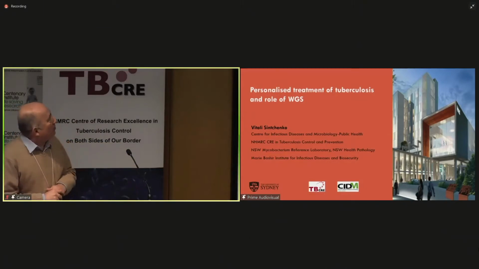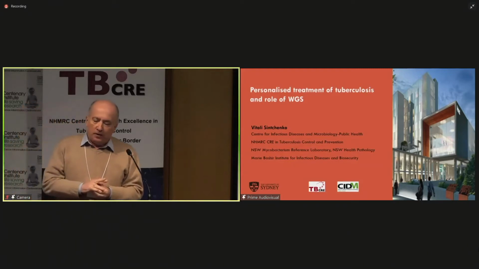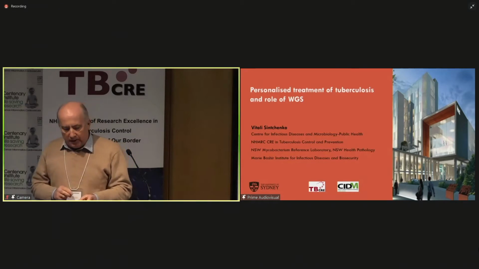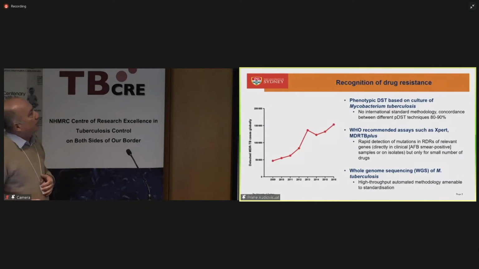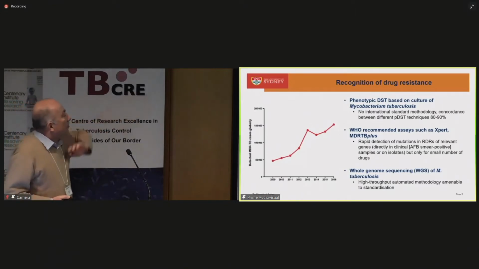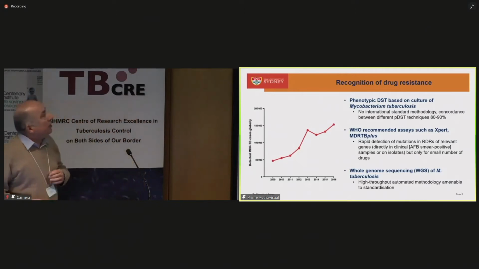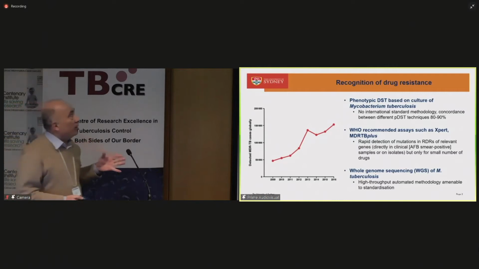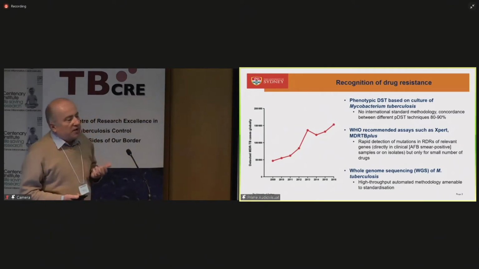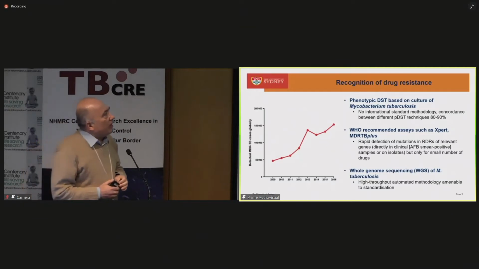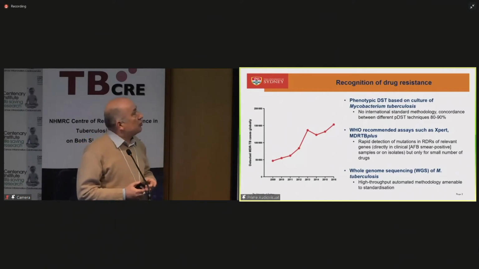Justin already made a point about personalization of therapy for tuberculosis that whole genome sequencing can allow, and recognition of drug resistance, whether it's MDR, which has been increasingly recognized due to implementation of different methodologies around the globe, largely based on phenotypic susceptibility testing. And I want to make the point that phenotypic DST, which is based on culture of Mycobacterium tuberculosis, has significant problems with harmonization and concordance between different methodologies.